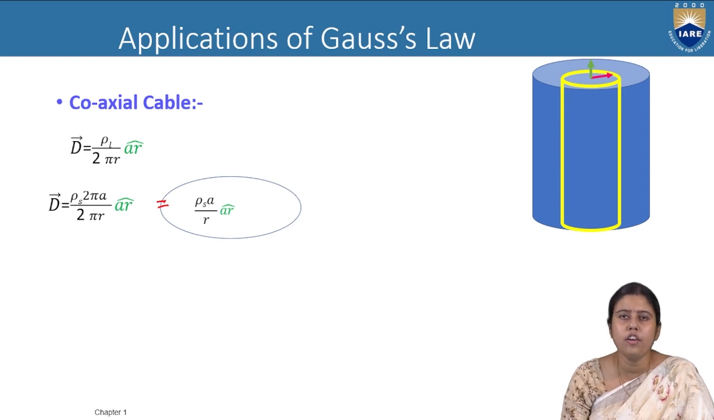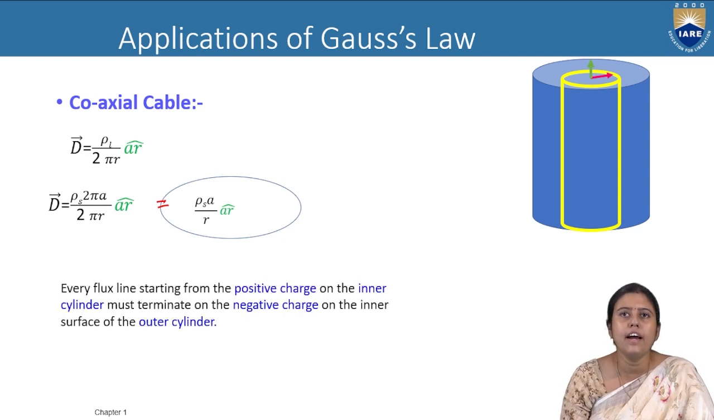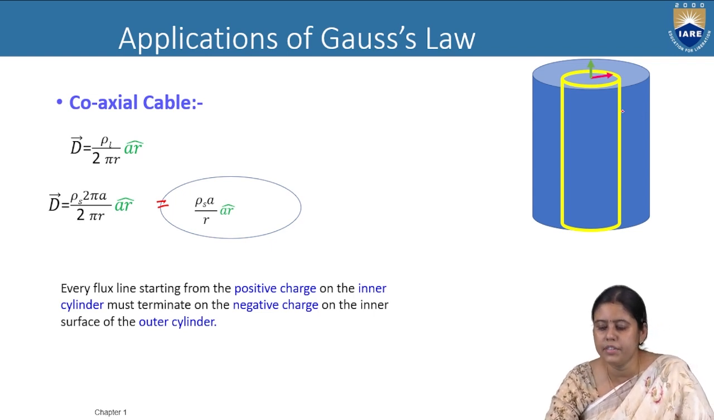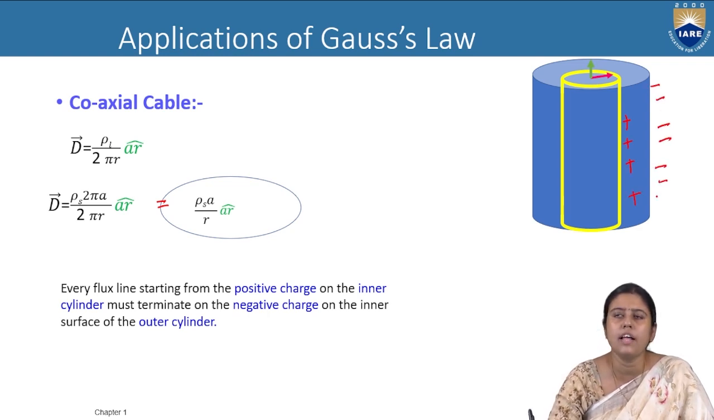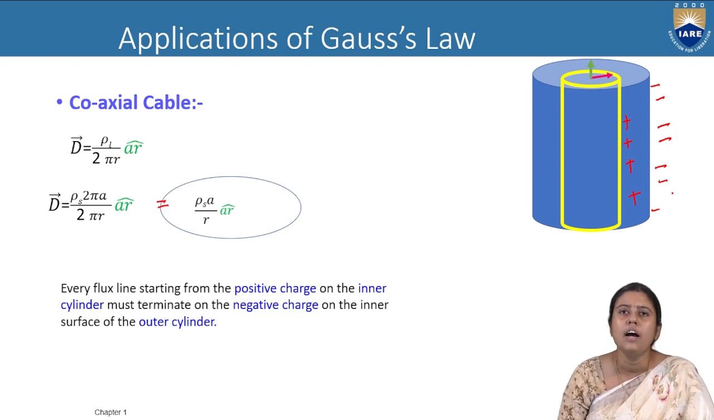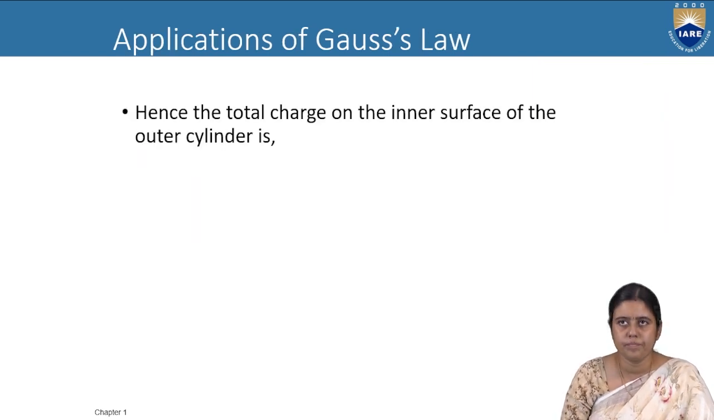So this is the value we got for the inner one. Every flux starting from the positive charge, if we give positive charge on the inner cylinder, there must be negative charge induced on the outer cylinder. If we connect the cylinder with any external source and we are giving positive charge here, the negative charge will come on the outer surface of the outer cylinder.